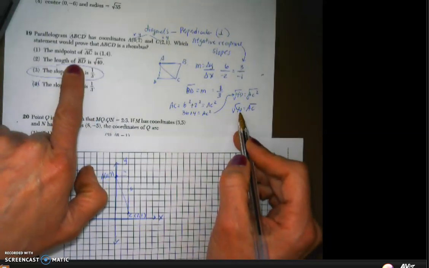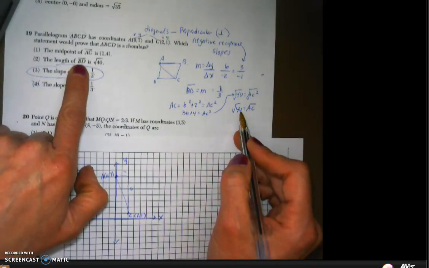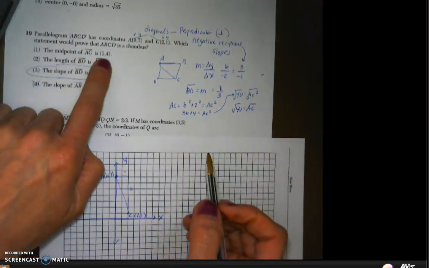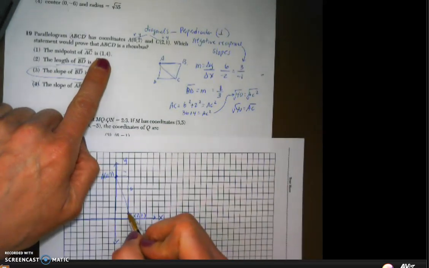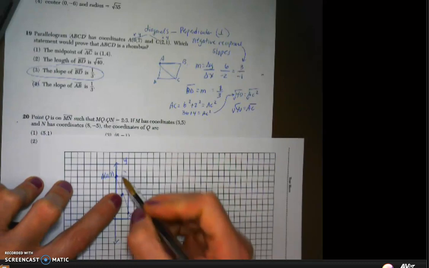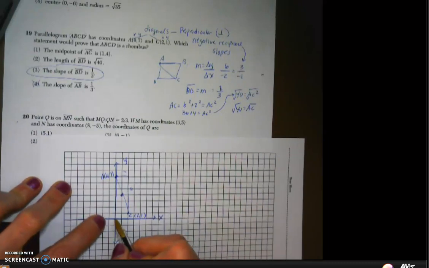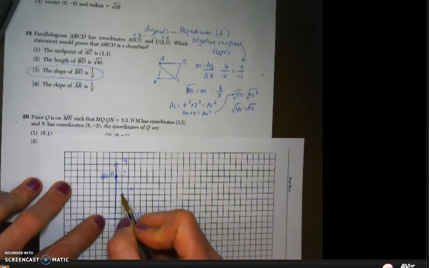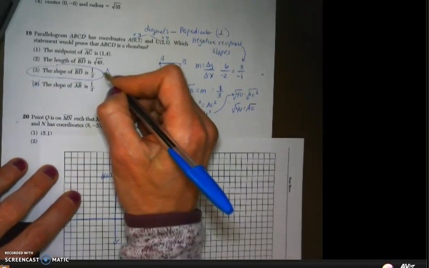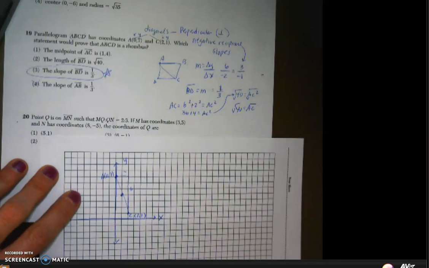Which is not necessarily the length of segment BD, and in a rhombus, they're not going to be the same length. Now, the midpoint is going to be half of the slope, so if we start at C and we go up 3 over 1, that's going to be the midpoint of this line segment, which is at 1, 2, 3, 4, but that doesn't prove that that's a rhombus. So the only way to prove that it's a rhombus is we know that the diagonals are perpendicular.